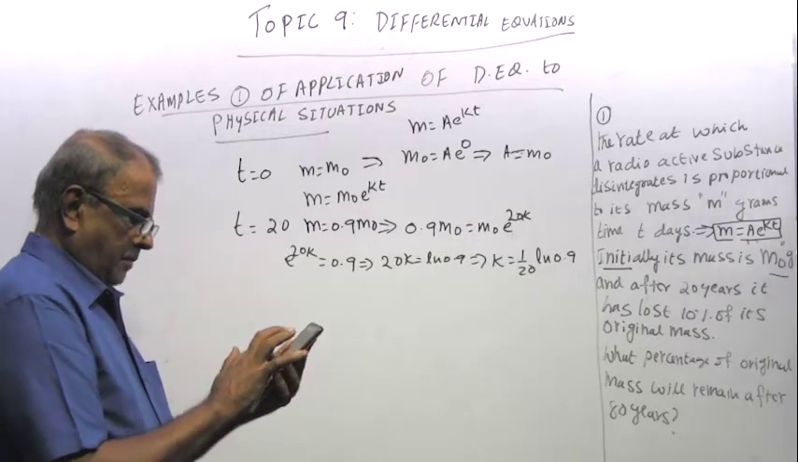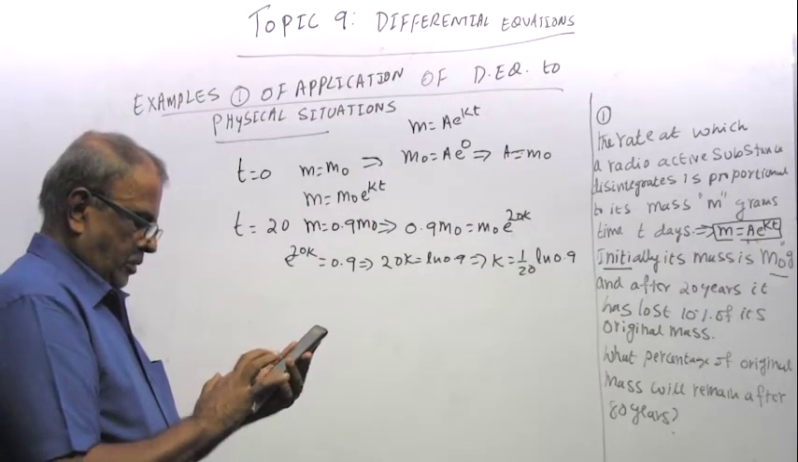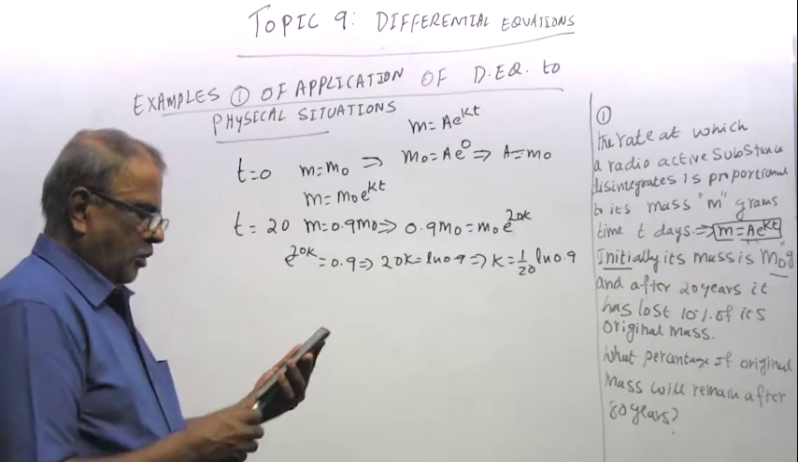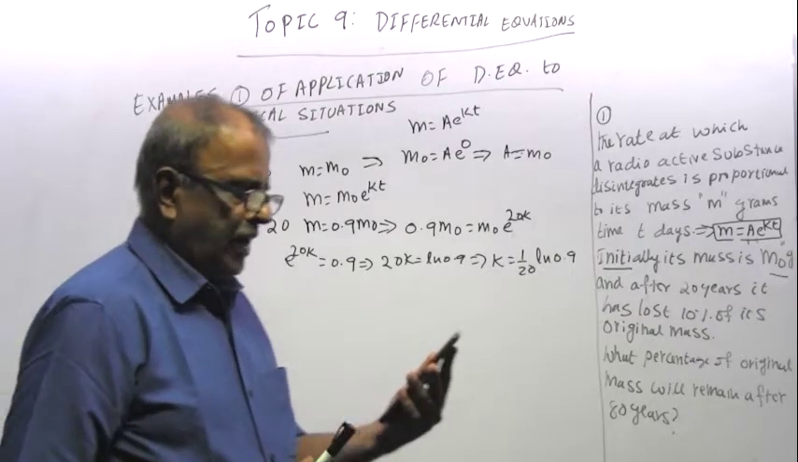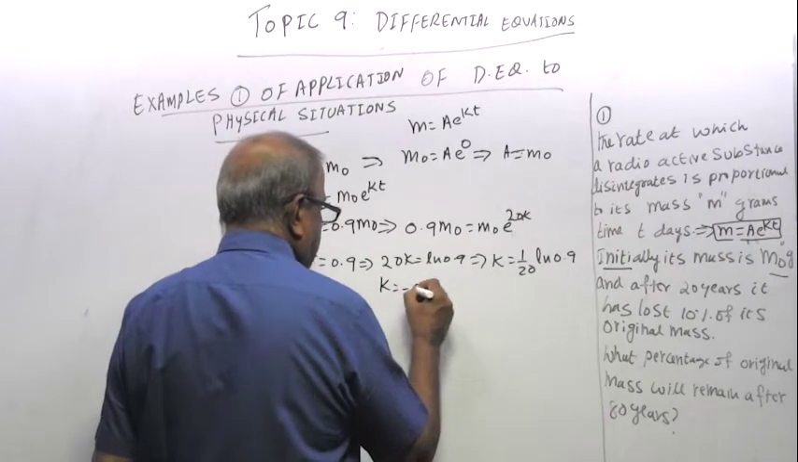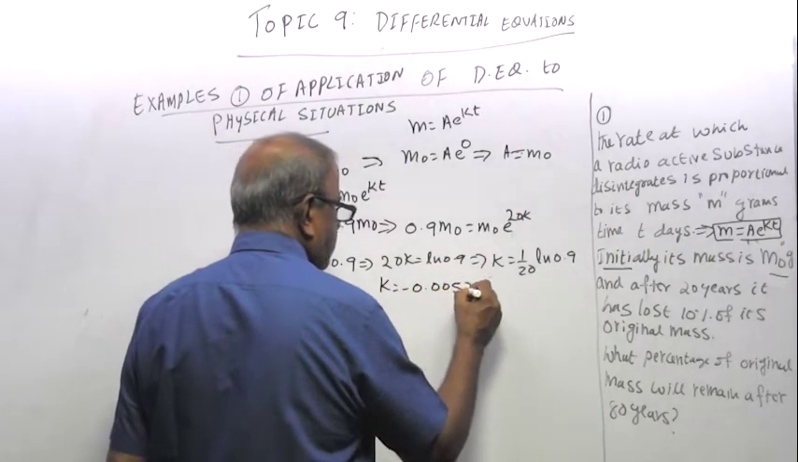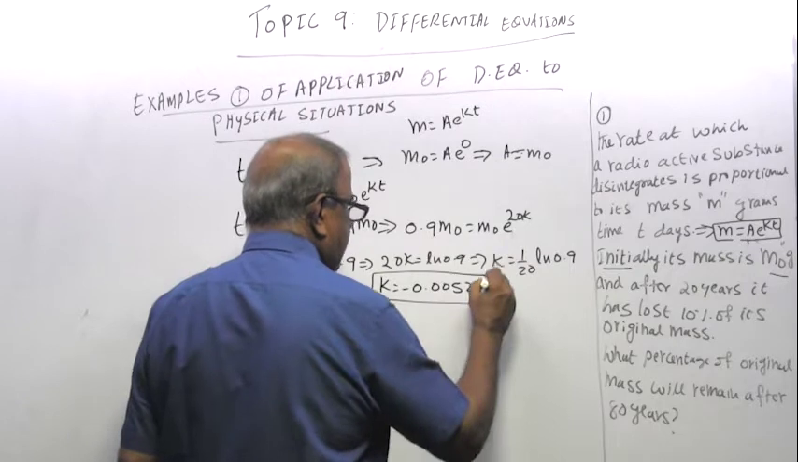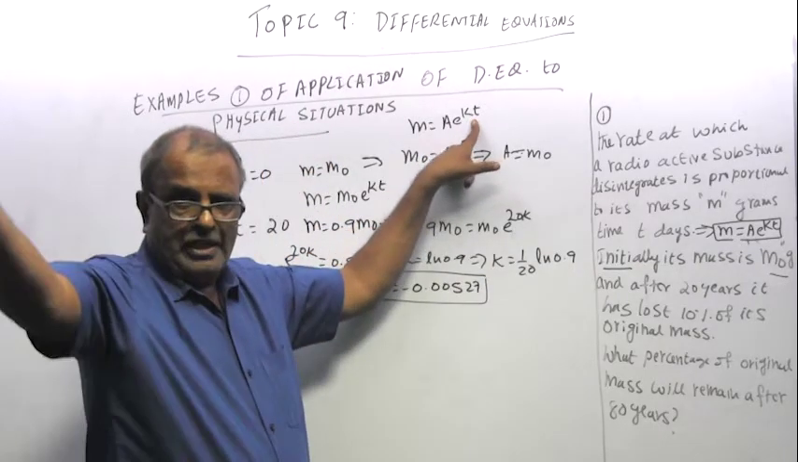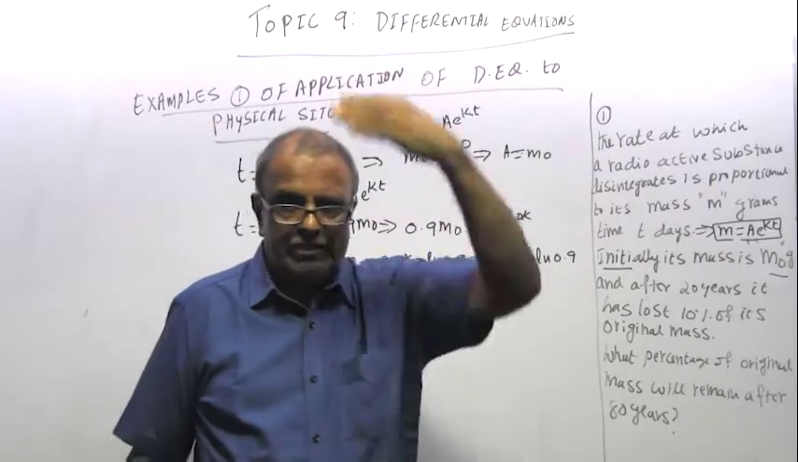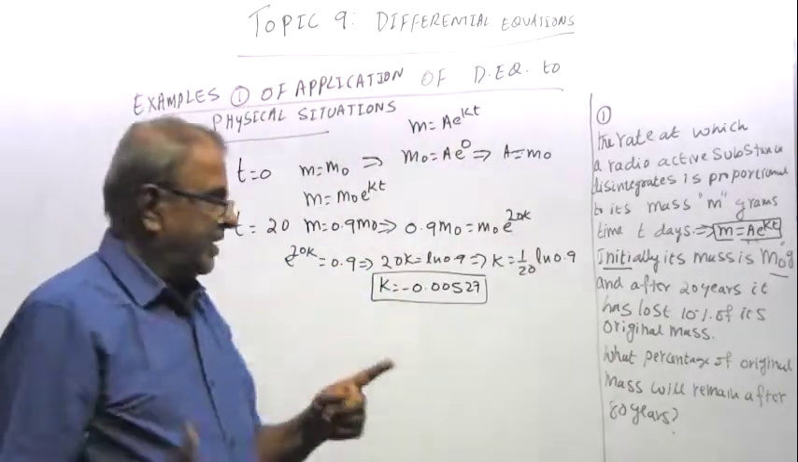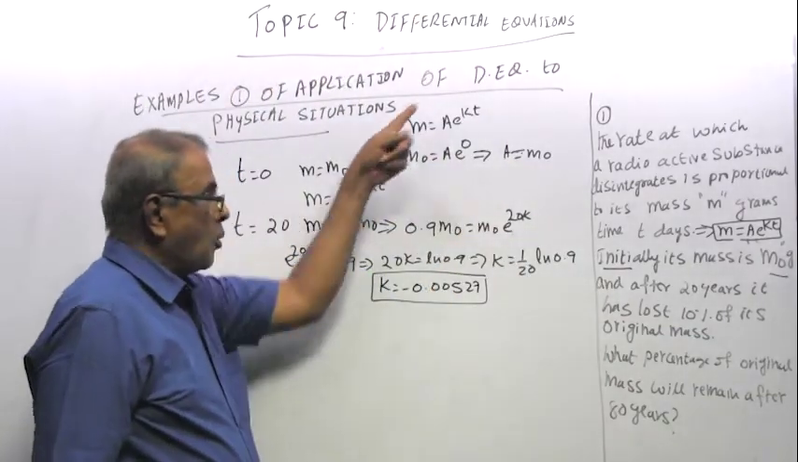ln 0.9 divided by 20 equals minus 0.00527. However, I prefer using a minus, which I will do when I do the next question, because if some quantity is reducing, put a minus. If the quantity is increasing, put a plus. That way you avoid the negative sign here in copying.